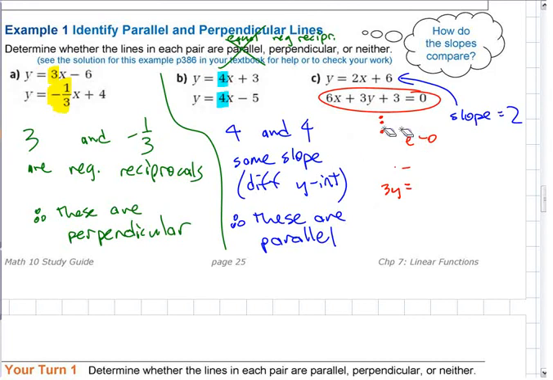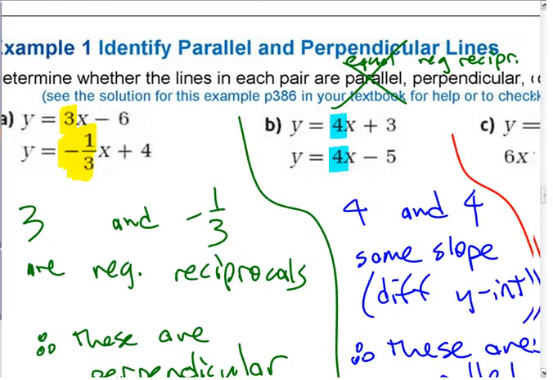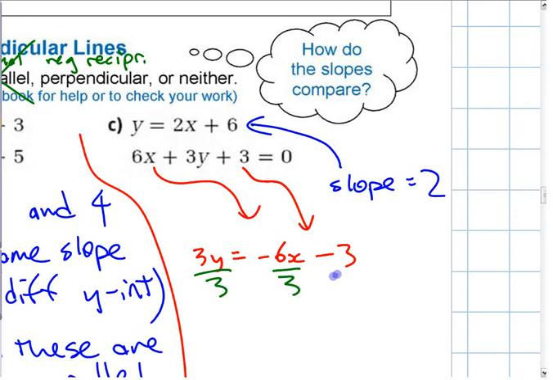I'm going to erase this now. You can copy that down, but just so I can work right underneath here. Move the 3x to the other side. So you get 3y equals negative 6x minus 3. And then divide by 3. Divide each of the terms by 3. You have y equals negative 2x minus 1. That's the other line.